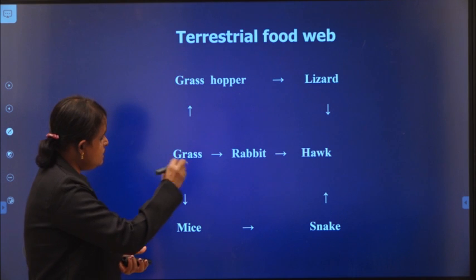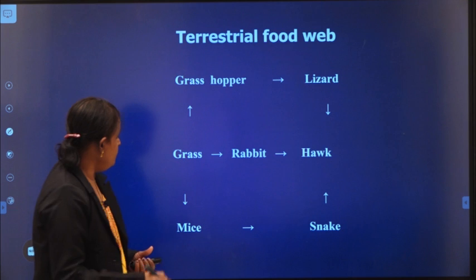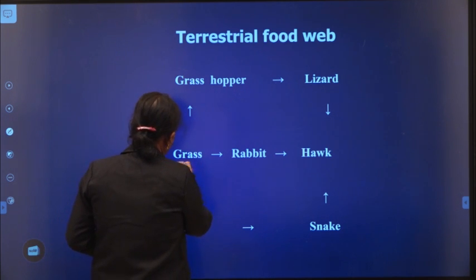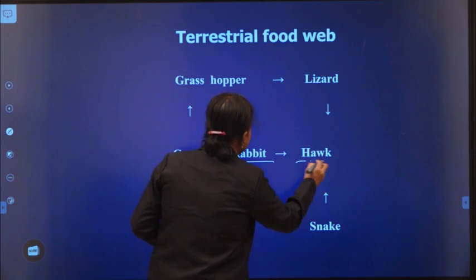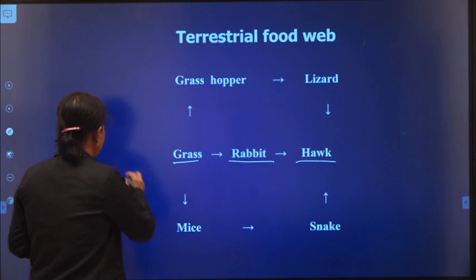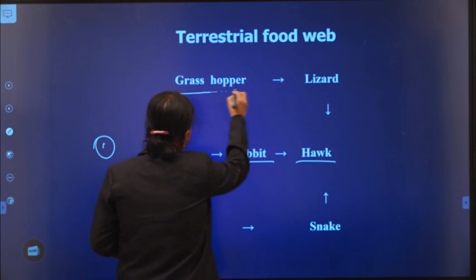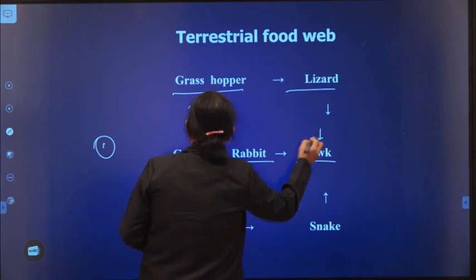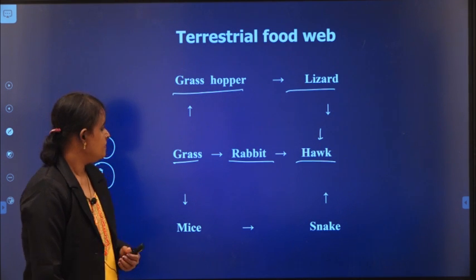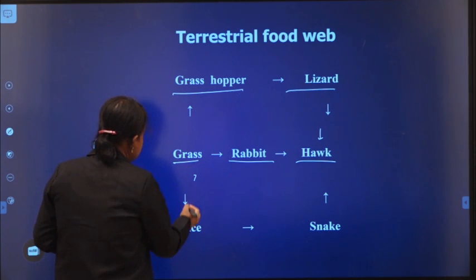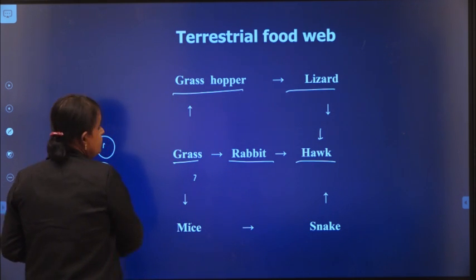See, it consists of two or more food chains, and it is the food web. Now you can see this is one food chain, grass, which is eaten by rabbit, it is again eaten by hawk, one food chain. This grass can be eaten by grasshopper, lizard, to hawk. How many food chains? Two food chains. Okay, now you can see grass, mice, snake, hawk. How many food chains? Three food chains.